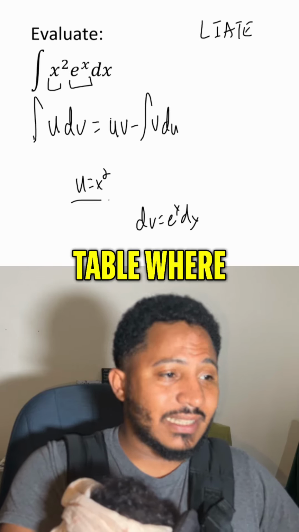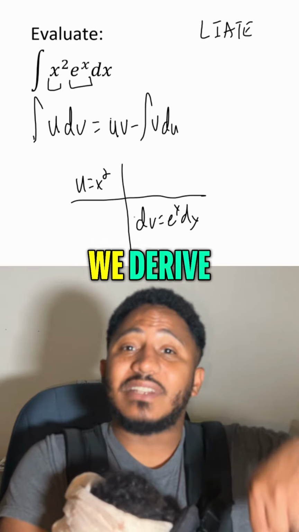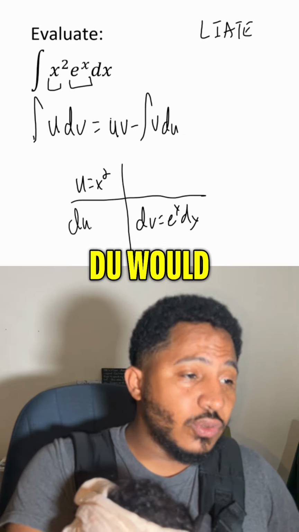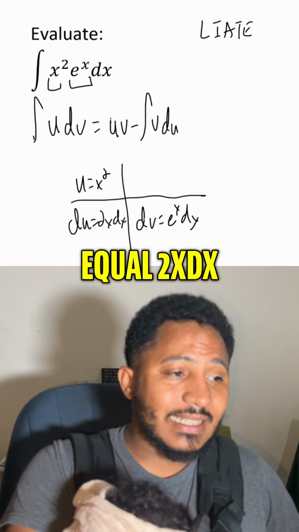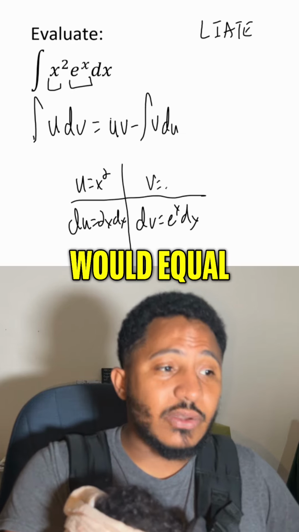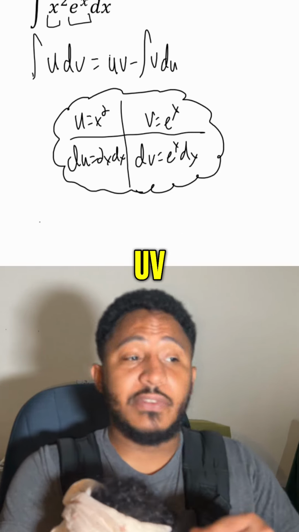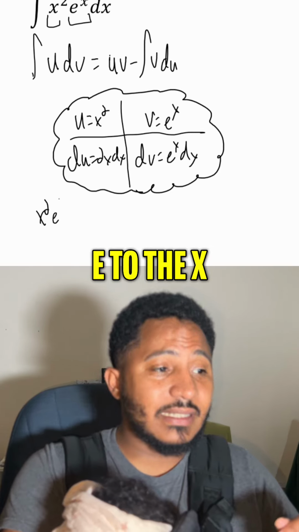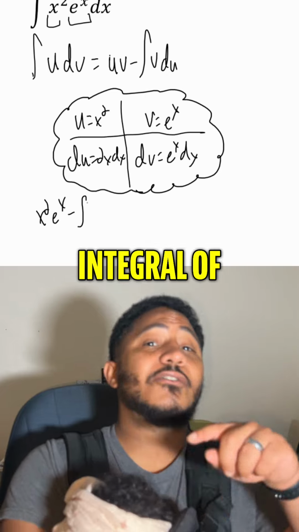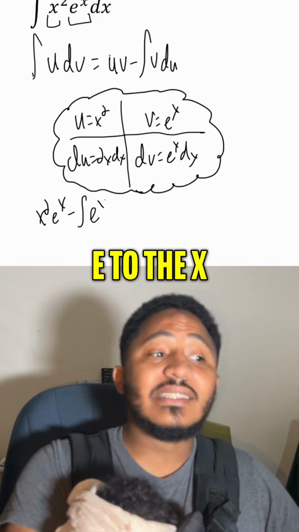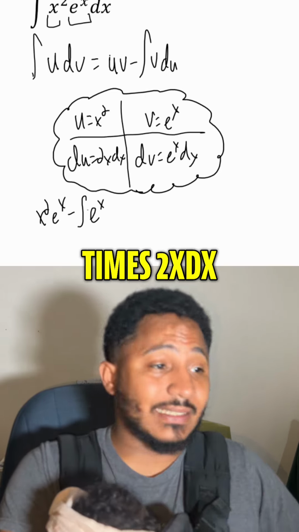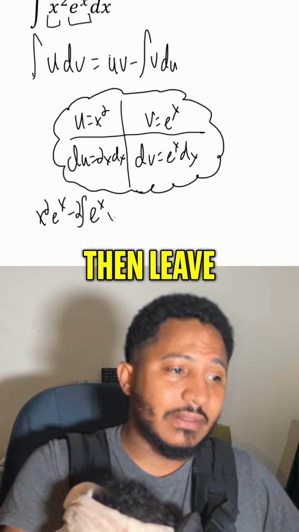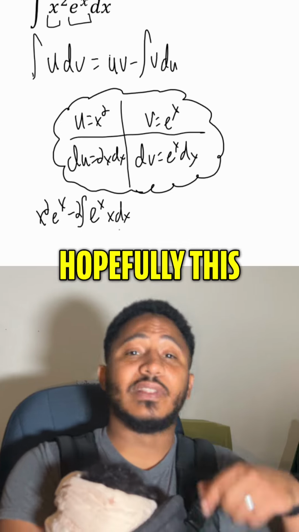Now we have to fill out this table where we derive down and integrate up. In other words, du would equal 2x dx, and then integrate up, meaning v would equal e to the x. This becomes uv, so x squared times e to the x, minus the integral of v du, so e to the x times 2x dx. I'll take that 2 out in front and then leave the x dx on the inside. And hopefully this is an easier integral to integrate.